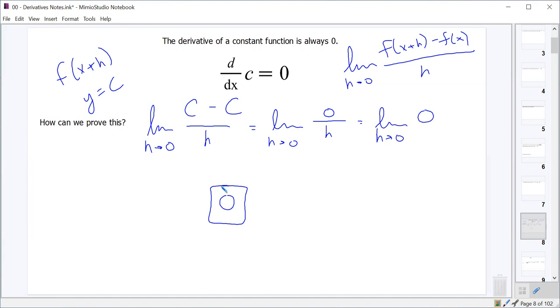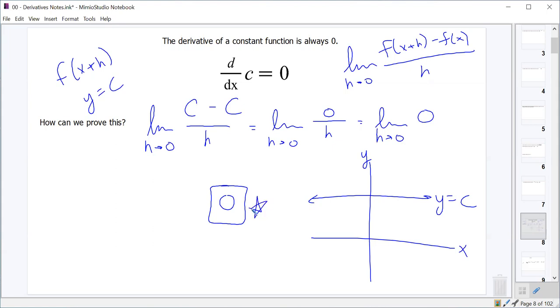And hopefully this makes sense, right? Because if the function is just a constant, here's my x and my y-axis here. Here's some function, let's say y equals c, right? The derivative talks to us about the slope of the tangent line. Well, the slope of the function at any given point. What's the slope of this function at any given point? Well, the slope of the horizontal line is always 0. Therefore, the derivative of a constant is always going to be 0.